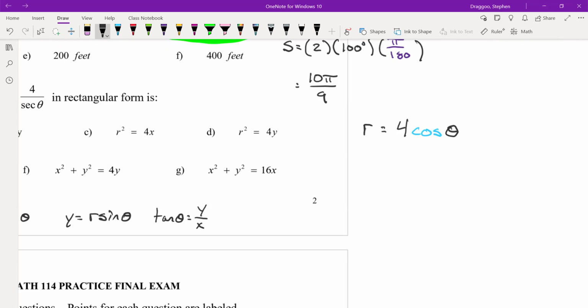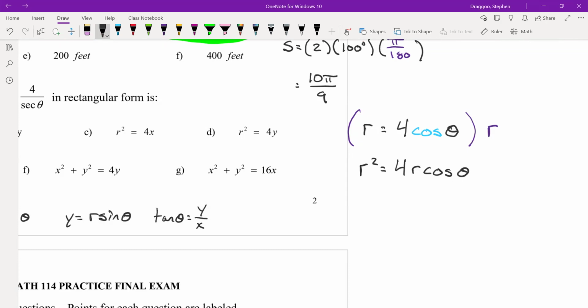squaring both sides wouldn't exactly be helpful, because I don't want to square the cosine. So instead, I'm going to start by multiplying both sides by r. It's a fancy trick that'll help make the substitution easier in a moment. If I multiply that through both sides, my left side becomes r squared, just like I wanted. And my right side can be 4r cosine theta.